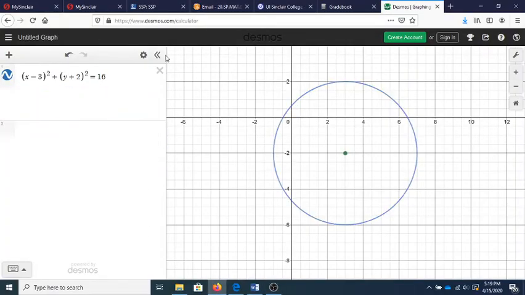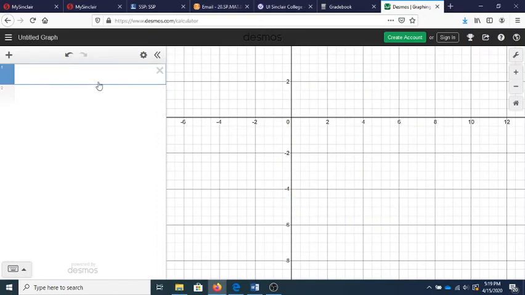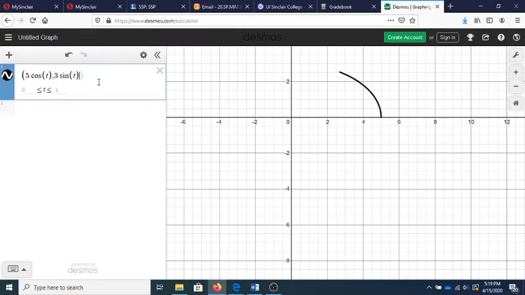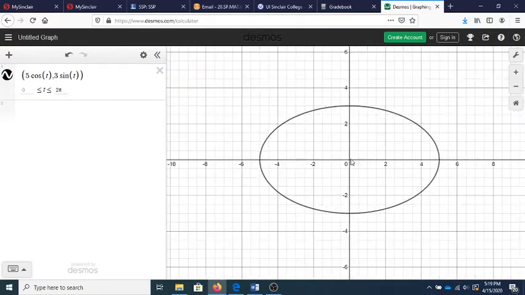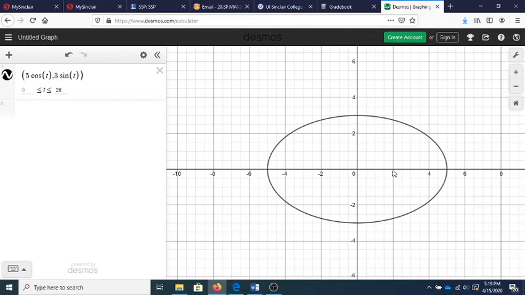Okay, boom, boom, boom. Alright, so we're going to have 5 cosine of t, and then 3 sine of t. Okay, and again we want t to go from 0 to 2 pi if we want to go all the way around, and there is our ellipse. Okay, it's just a circle where basically we stretch the horizontal radius to be bigger than the vertical radius. It could be the other way too. I mean, the vertical radius could be bigger than the horizontal. We would still call that an ellipse.